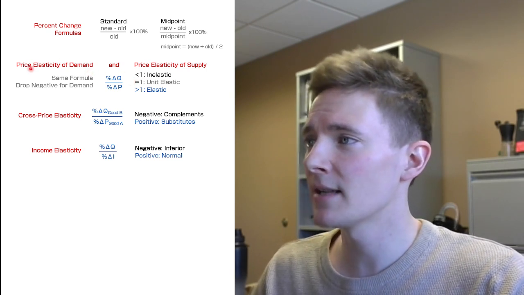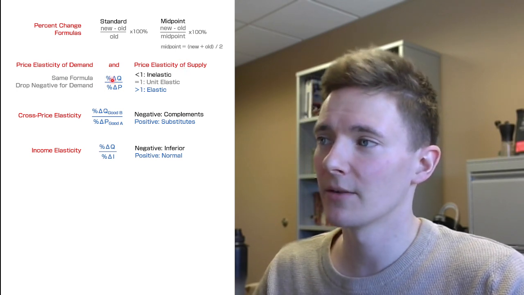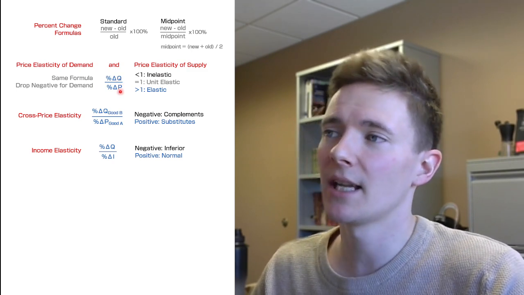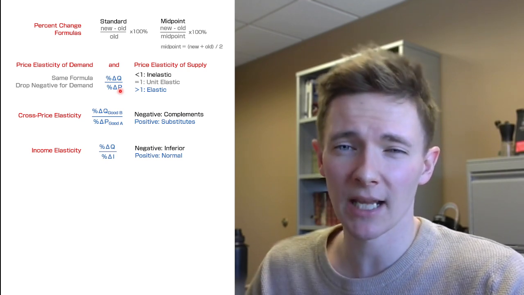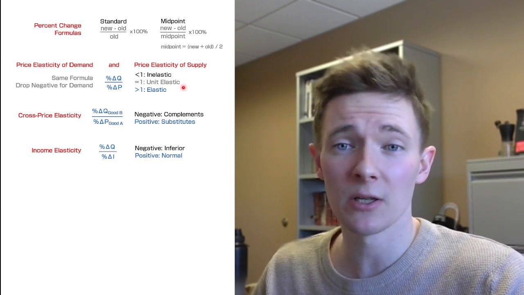So here, price elasticity of demand and price elasticity of supply, they're pretty much the same formula, okay? It's percent change of quantity divided by percent change of price. The only caveat is demand would technically always be negative because it's a negative slope, but we just drop that negative sign, and so we kind of get the same thing. And the coefficient interpretation is the same as well.